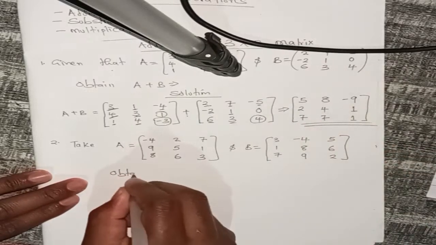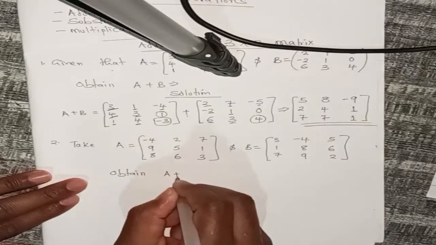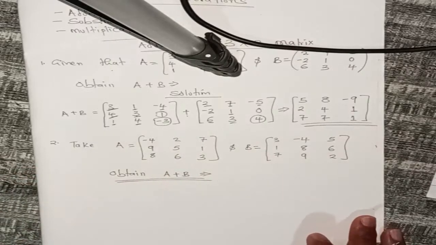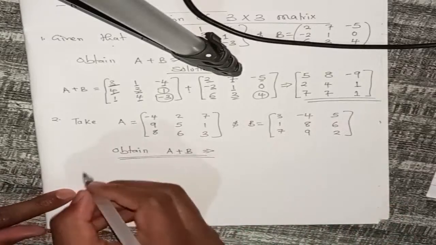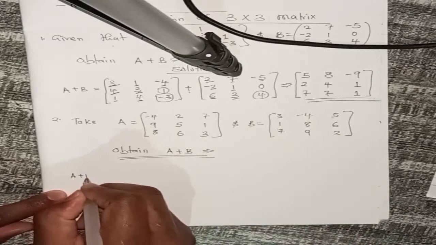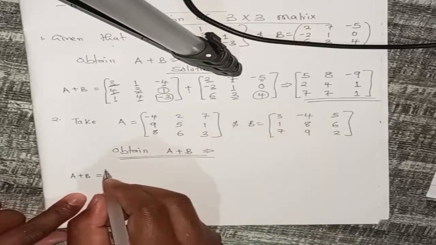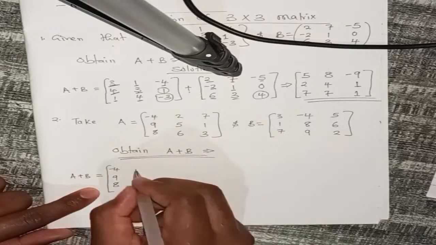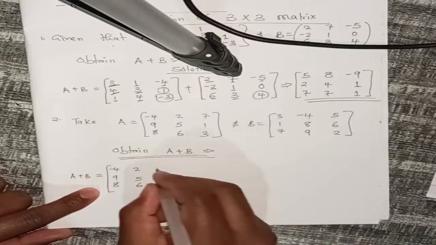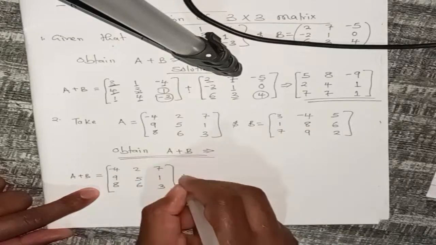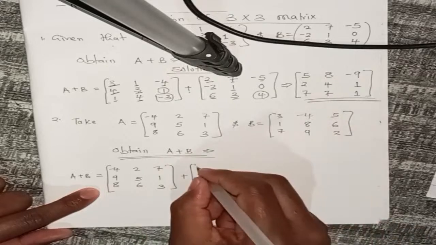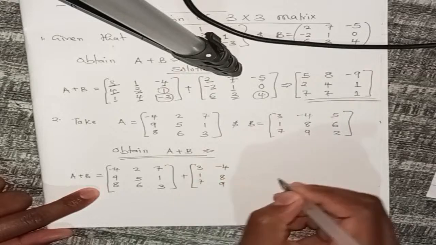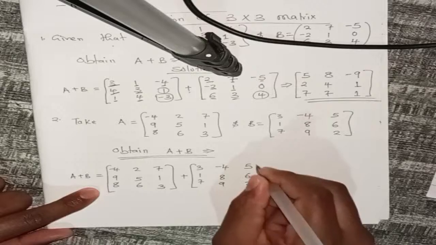Again, obtain A plus B. For us to get A plus B, we simply add matrix A to matrix B. This is to say minus 4, 9, 8, 2, 5, 6, 7, 1, 3 plus 3, 1, 7, minus 4, 8, 9, 5, 6, 2.